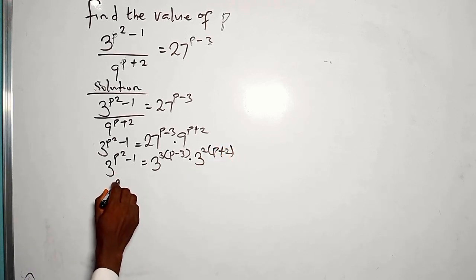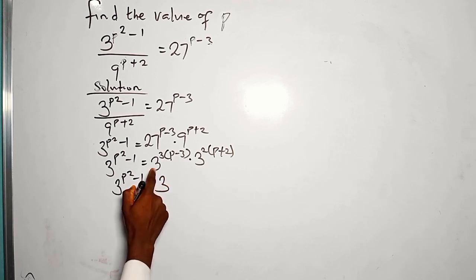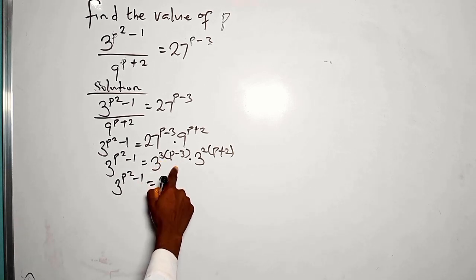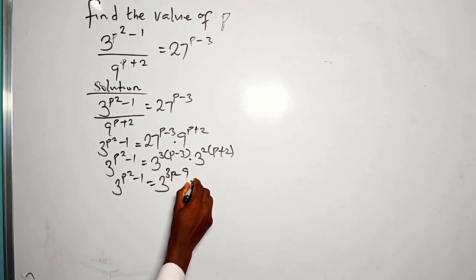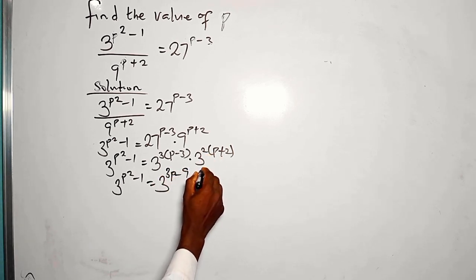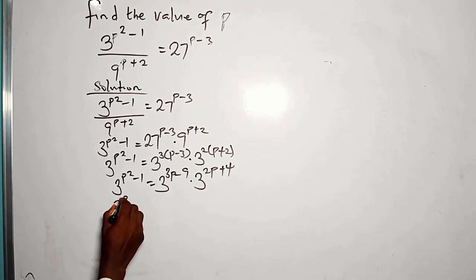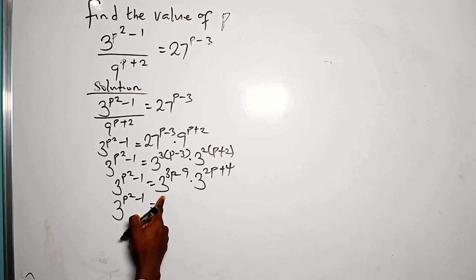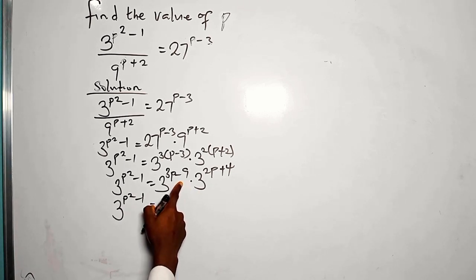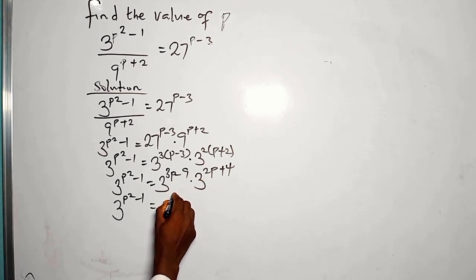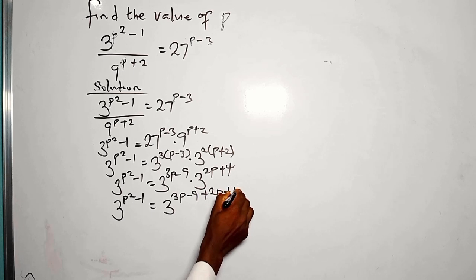So from here we have 3 raised to power p squared minus 1 equals 3 raised to power 3p minus 9, times 3 raised to power 2p plus 4. When we apply the exponential rule and open the brackets, 3 times p gives 3p minus 9, and 2 times p plus 2 gives 2p plus 4. Since we have the same base and we are multiplying, we add up the powers: 3p minus 9 plus 2p plus 4.